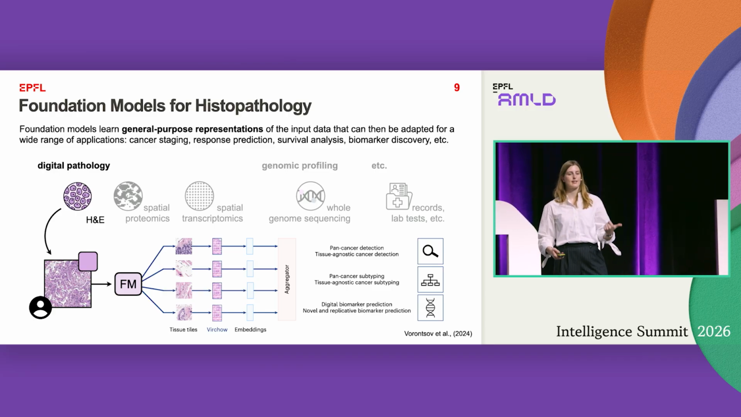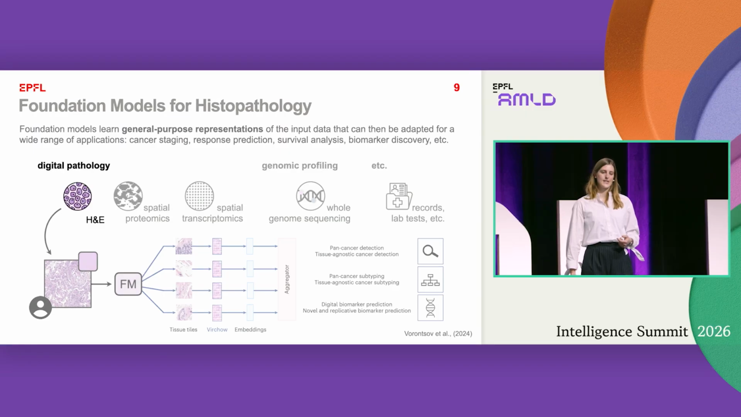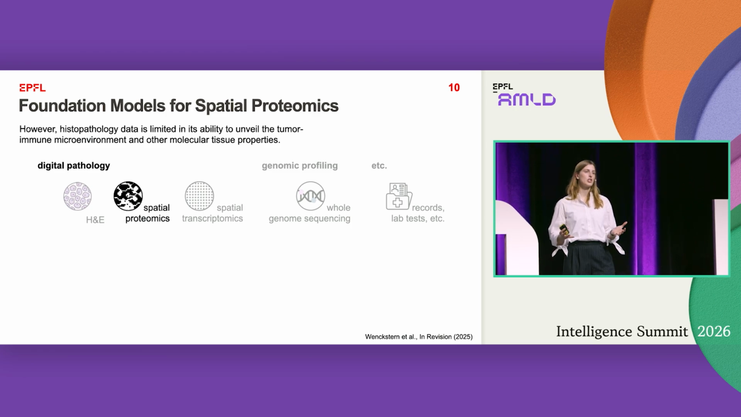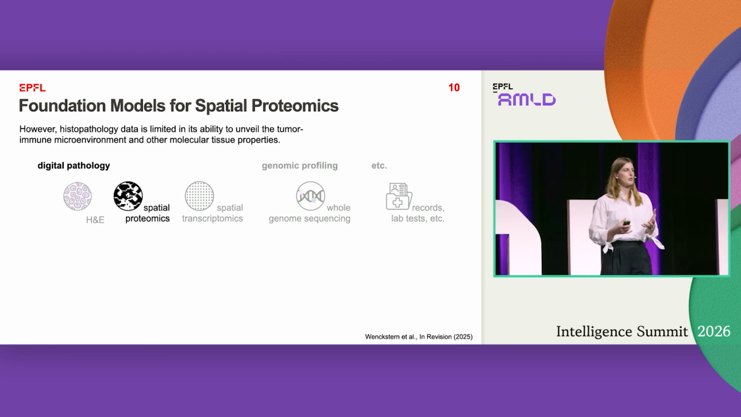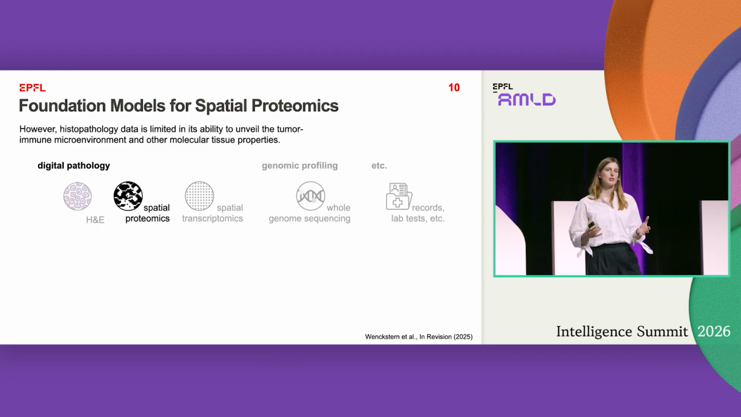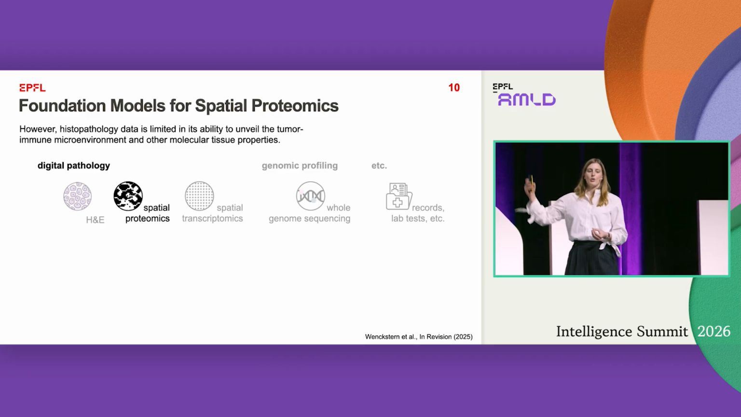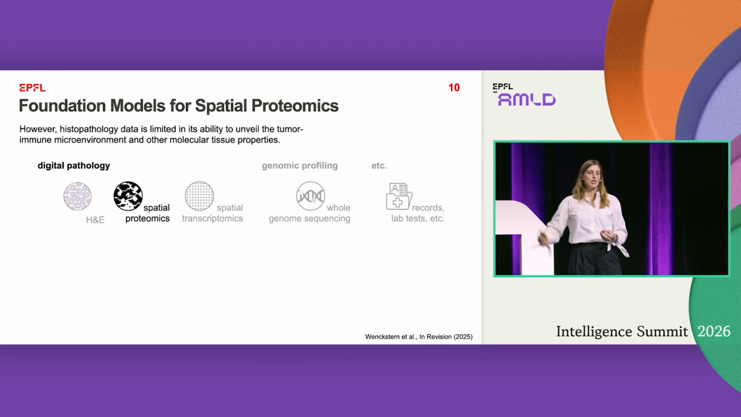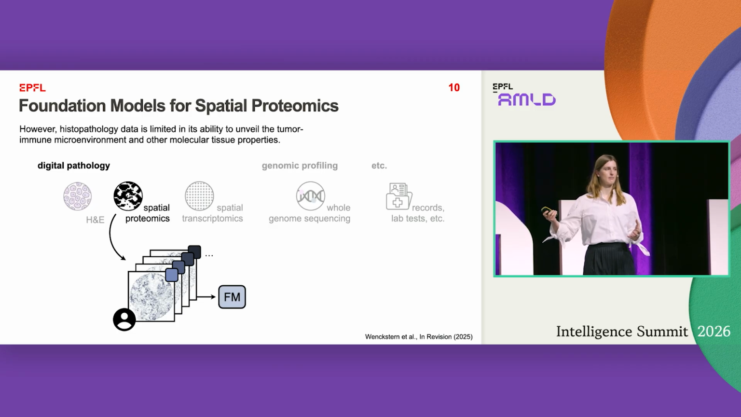For example, cancer staging, subtyping, or a particular biomarker that might indicate certain prognostic or diagnostic markers. But histopathology falls short in giving us a molecular understanding of the tumor, because it mostly captures morphology. In order to get the molecular depth, we need to look at data such as spatial proteomics that indicate on a subcellular resolution where proteins are located.